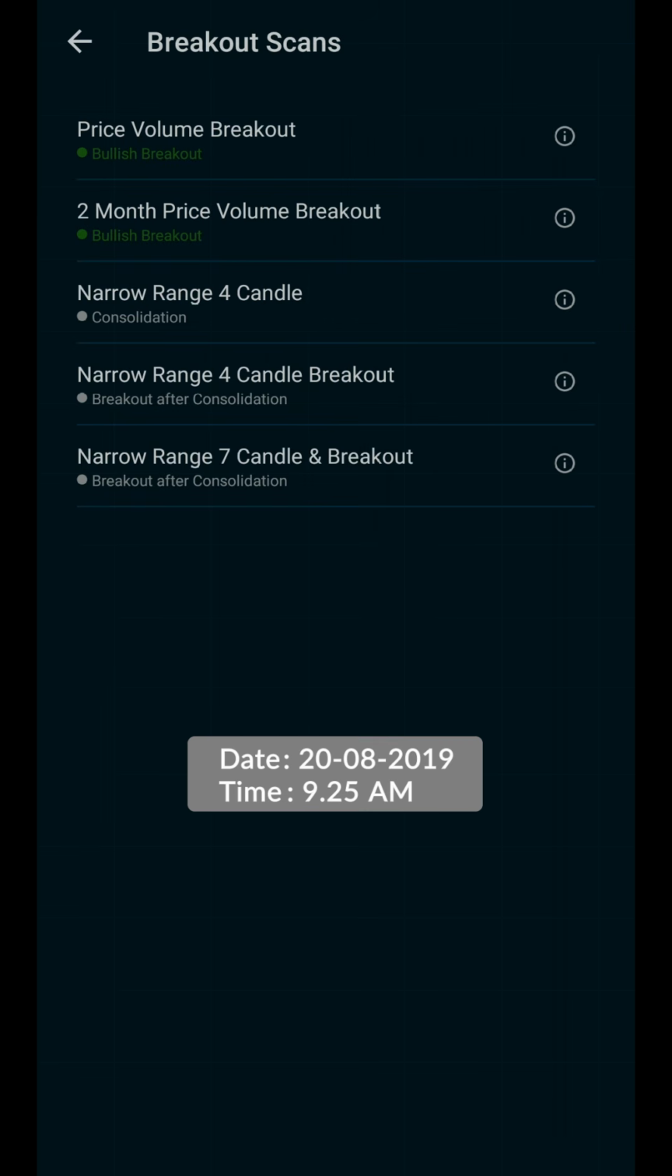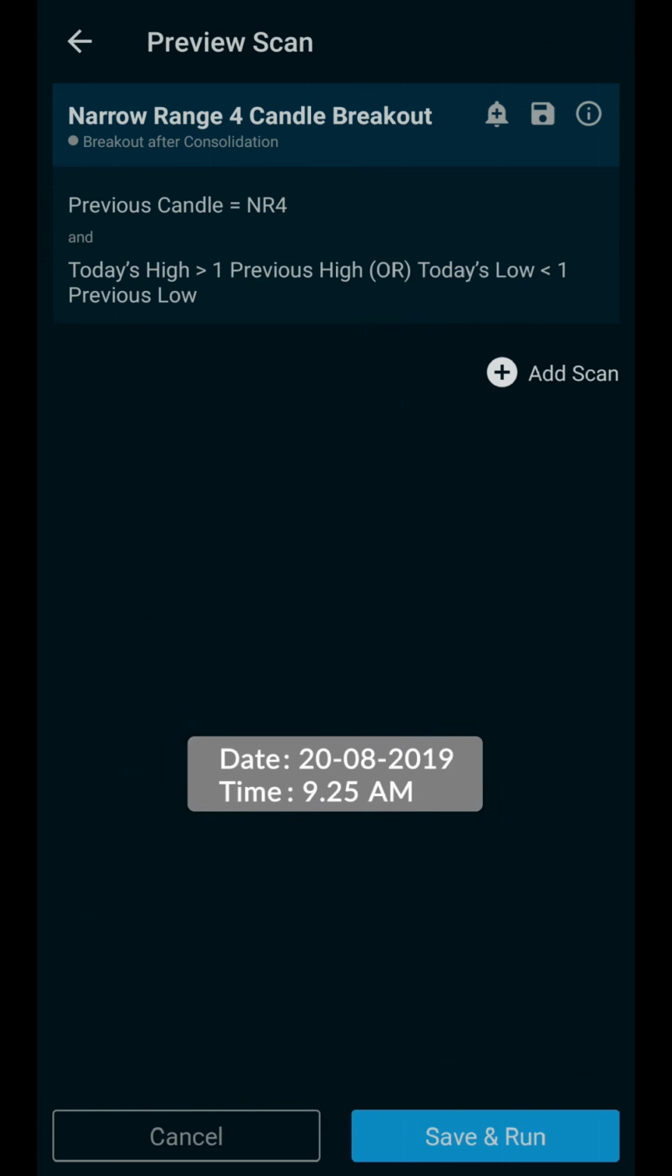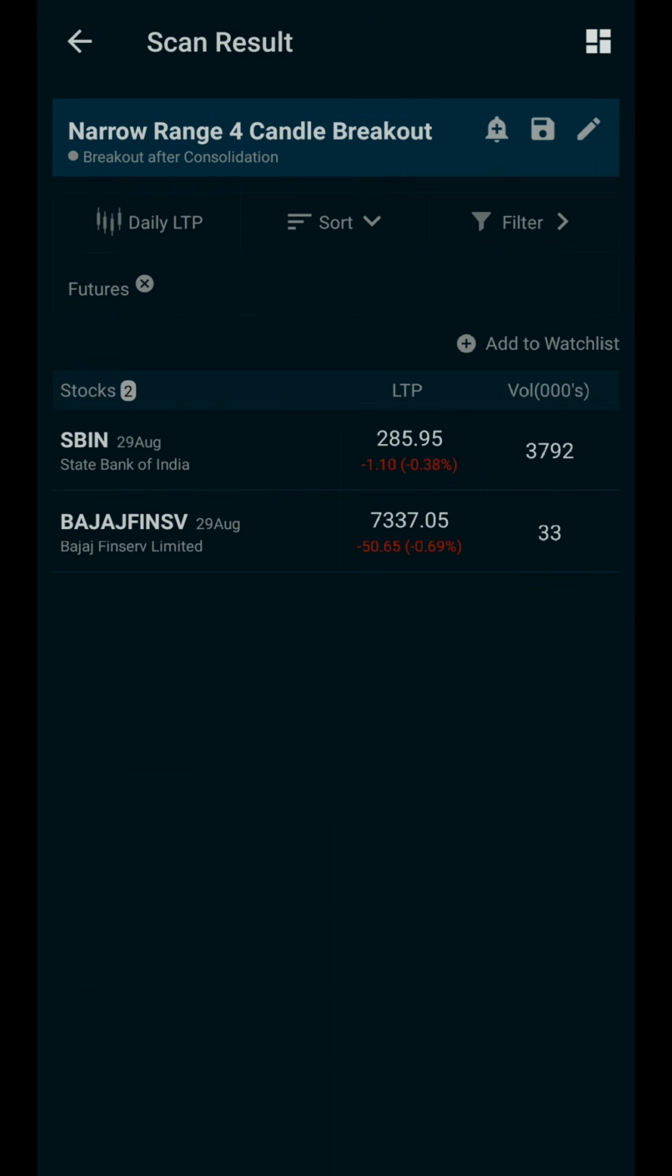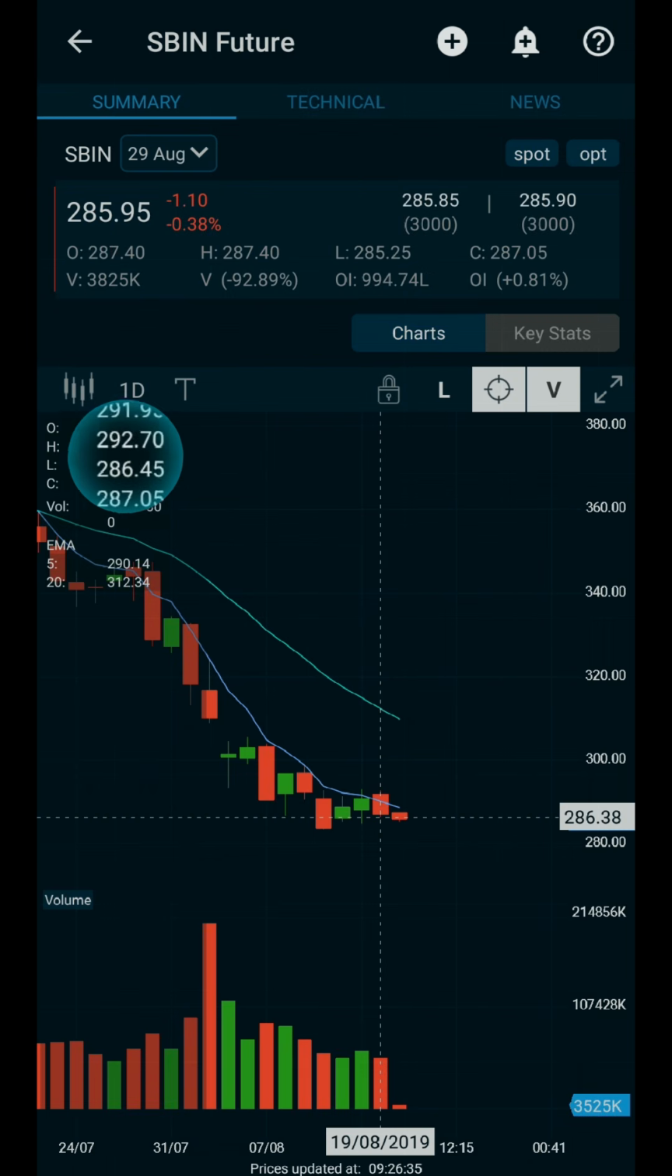and I've got alerted for an NR4 breakout. So let's go and check the results. As you can see, I've got two results here, SBIN and Bajaj Finserv. Looking at the chart of SBI, yesterday's high was 292.7 and low was 286.65. Today it has broken yesterday's low and trading at 285.8.